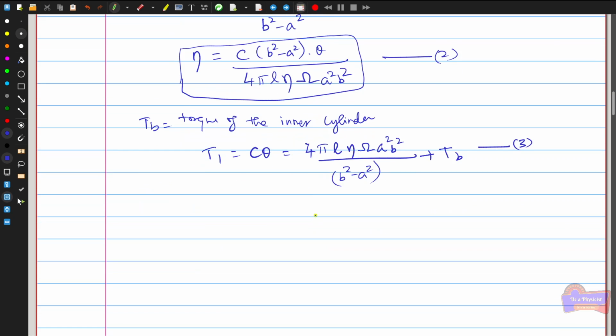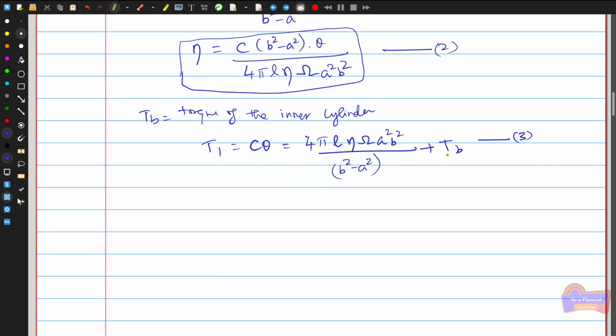However, if you are doing the actual experiments, we try to eliminate this TB altogether by repeating the experiment with a different length or height of the liquid in the cylinders A and B. If we consider another torque T2, which is equal to C theta, that means you replace the inner cylinder with another cylinder with length taken as L prime, and then you do the same experiment again, and you find the torque T2, which is equal to C theta prime.